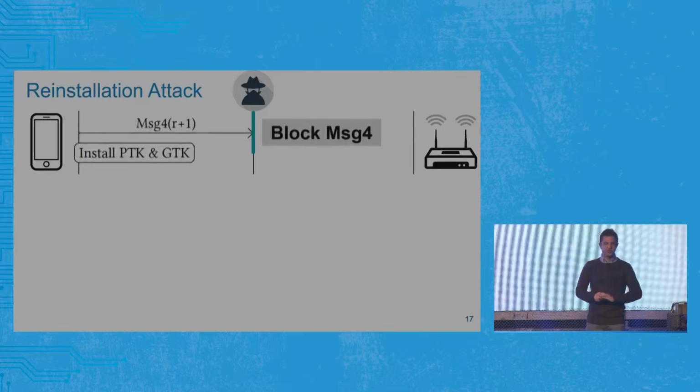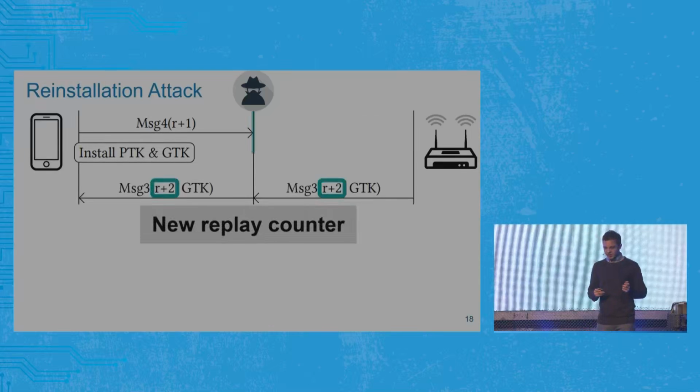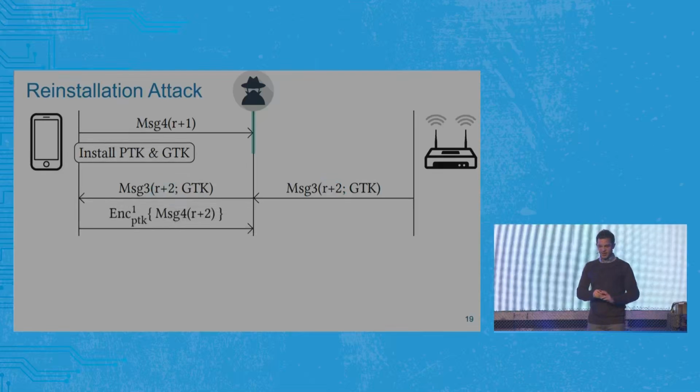So let's make some space here and continue with the attack. The client completed the handshake, but the access point didn't. It hasn't received message 4 yet. And the access point will try to recover from the situation by retransmitting a new message 4 using a new replay counter. And because it uses a new replay counter, this message will be accepted by the client, and the client will reply using a new message 4.